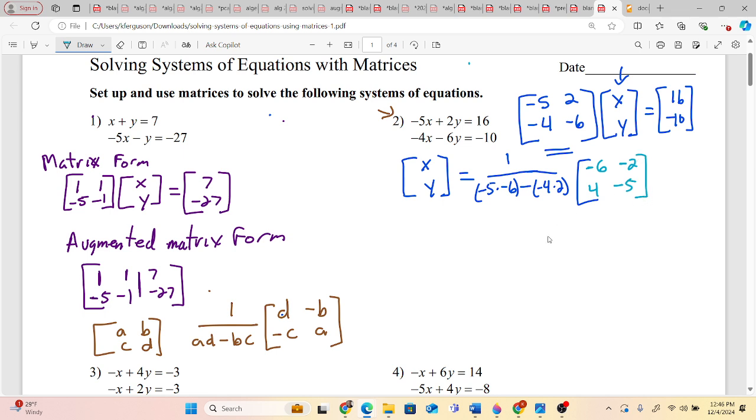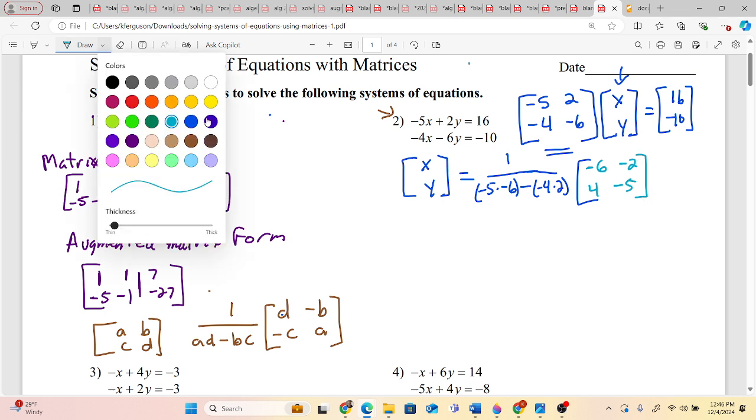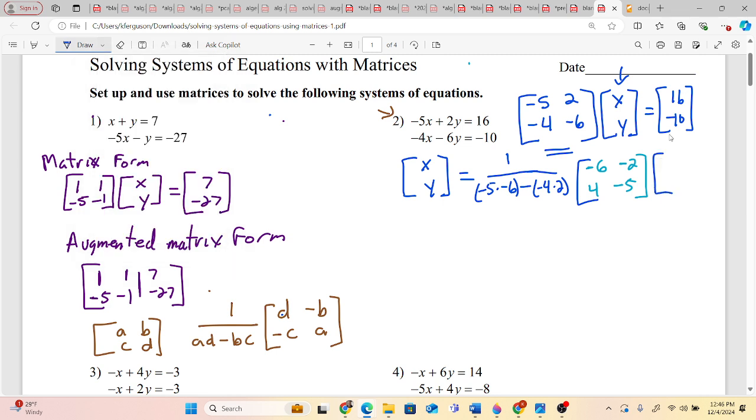All right. And then finally, I'm putting the matrix that's right here, 16 and negative 10. So I took the inverse of this and I put it right here to multiply times this. Because remember, order matters with multiplication with matrices. Okay? So real quick, let's figure this out. I've got, what is that? Positive 30 minus, what is that, a negative 8? Minus a negative 8. So that means that's going to be positive. That's 1 over 30 plus 8.